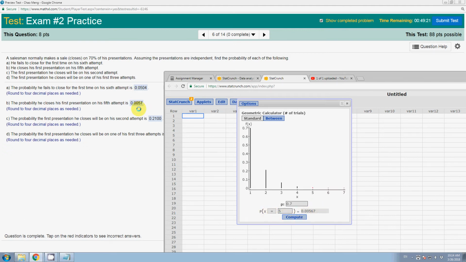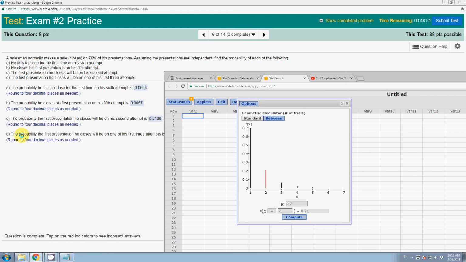Then part C, the probability the first presentation he closes will be on his second attempt. Still, we're talking about he closed the deal or he makes a sale. So the probability of success is still 70%, and on his second attempt. So exactly a second attempt. Then click compute. 21%. That's part C.